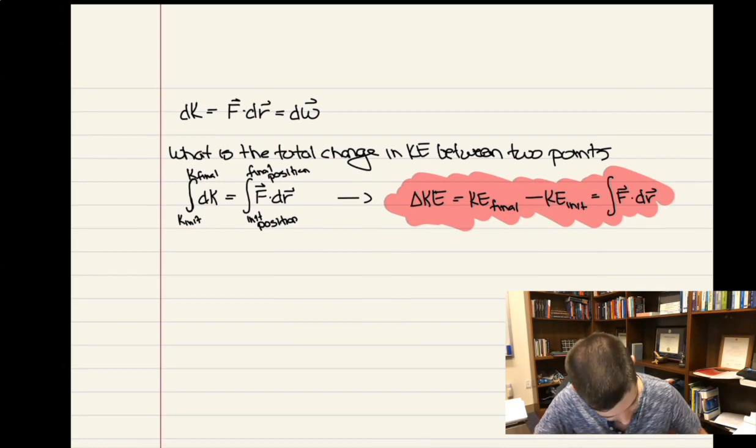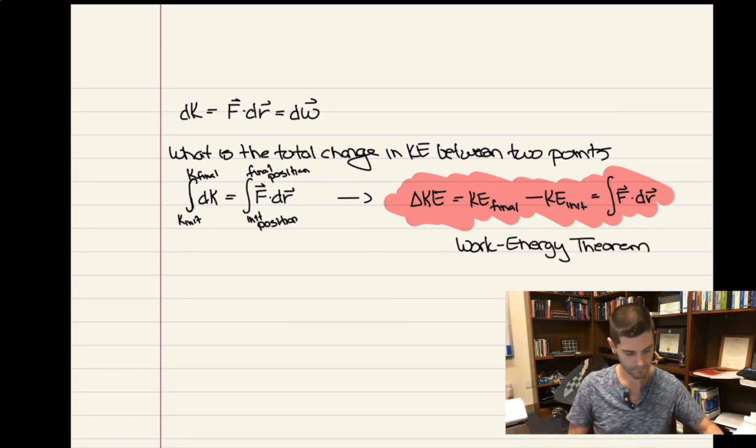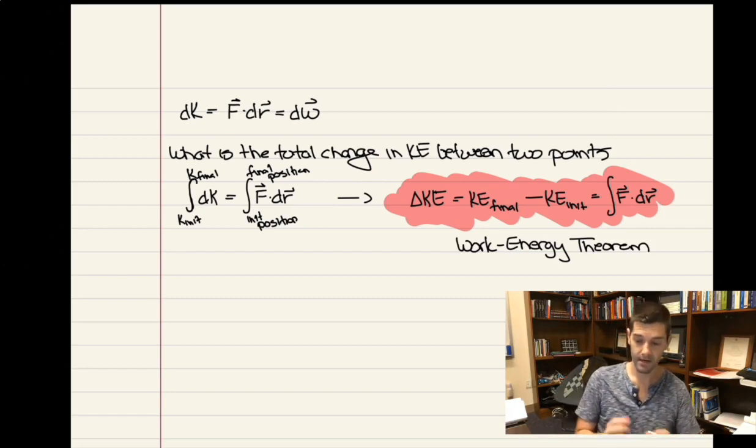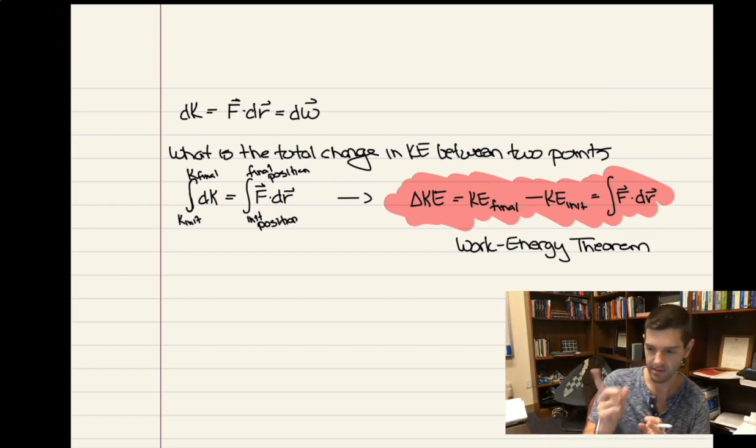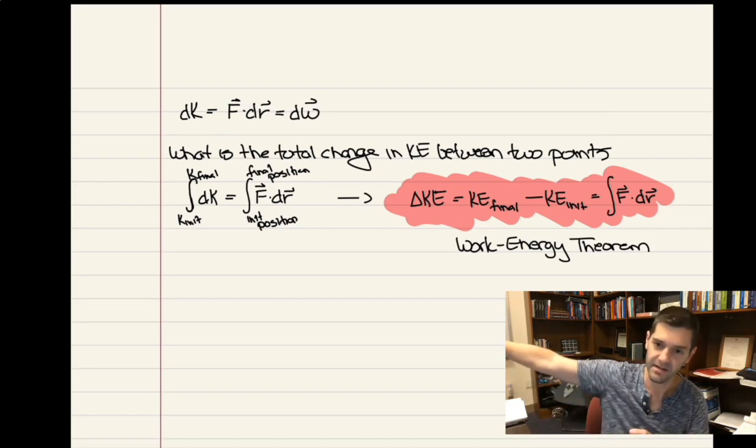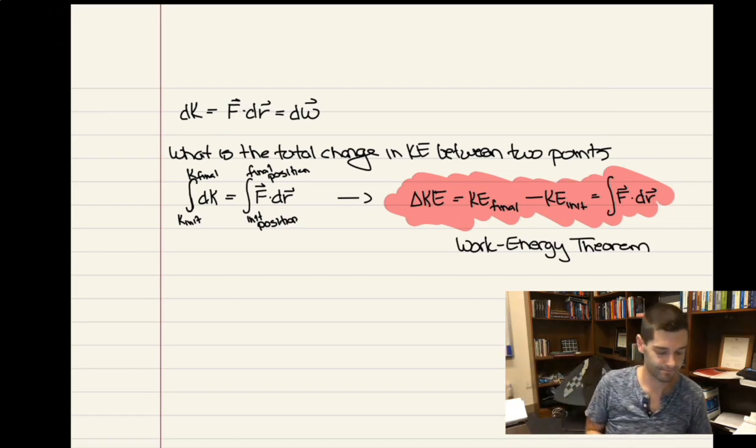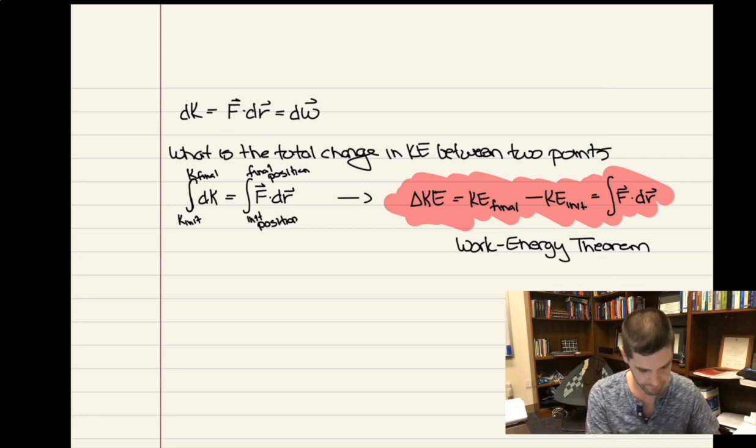So this is called the work-energy theorem. How does my kinetic energy change? Let me calculate all the work that's being done on me, and I'll tell you. Work changes kinetic energy. If I add up all of those changes, I get the total change.